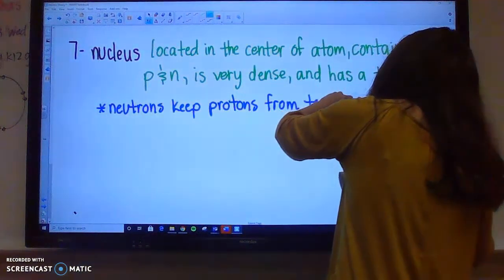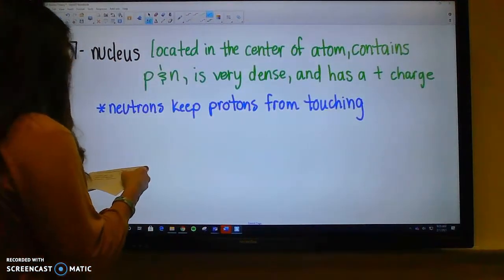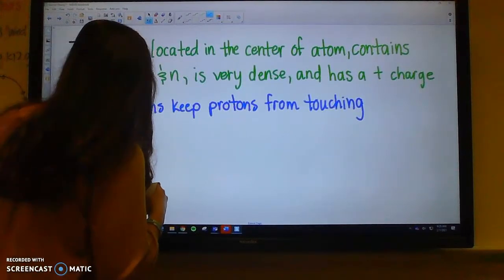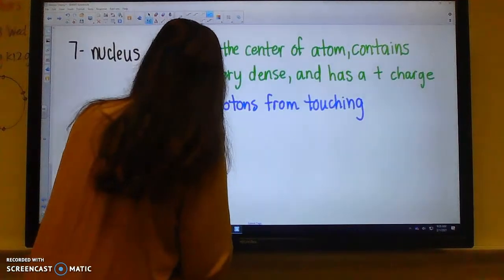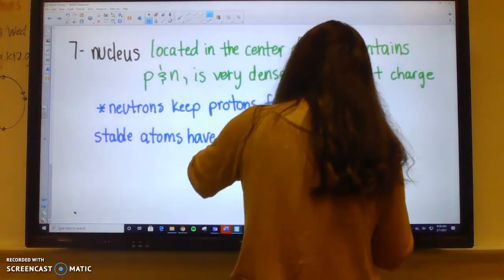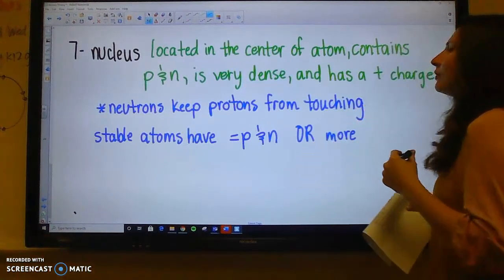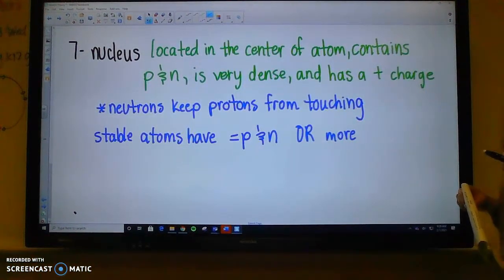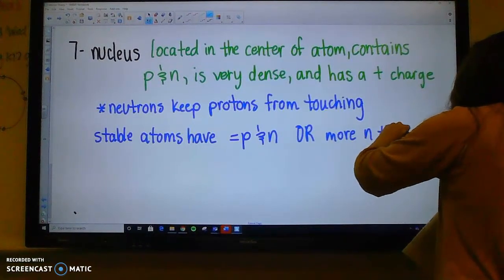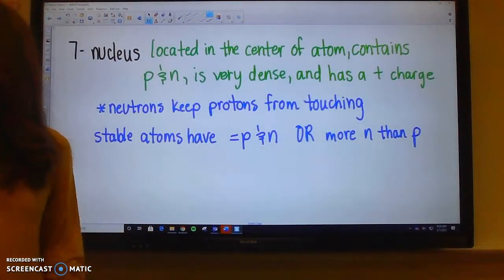And we need to know this for an example we're going to do where we have to create an atom with a certain stability. So stable atoms can have equal protons and neutrons. Or what do you think you can have more of, protons or neutrons, to make the atom stable? Okay, you can have more neutrons than protons, and you're going to have a stable atom.